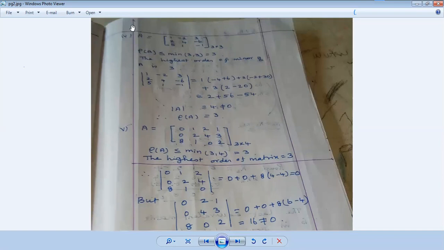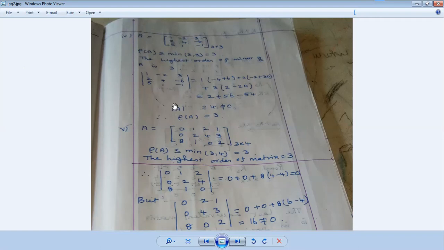Then fourth question here. The matrix A is a 3 by 3 matrix. Therefore, rank of A is less than or equal to minimum of 3 comma 3. The values are the same, therefore it is equal to 3. Here what is the highest order? Highest order is 3. So the highest order of the minor means here you have only the 3 by 3 matrix.